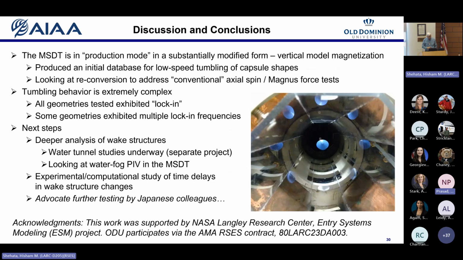So where are we heading with this? The magnetic suspension tunnel we regard now as being in production mode. The main emphasis is producing aerodynamic data rather than developing the system.